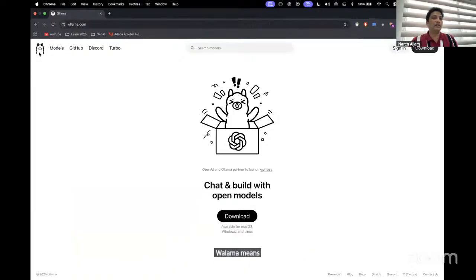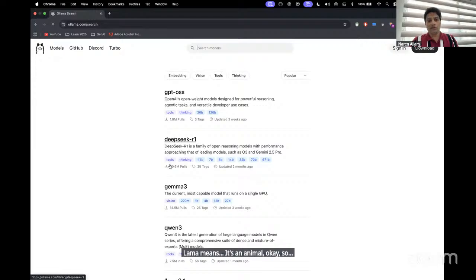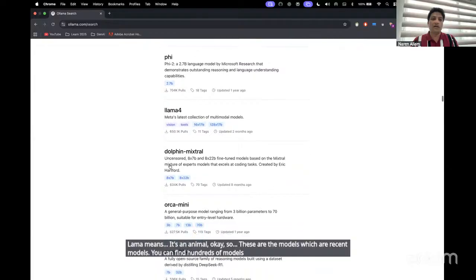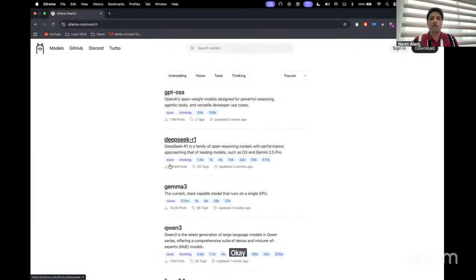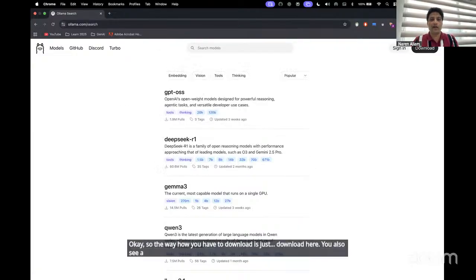Llama means it's an animal. These are the recent models. You can find hundreds of models here. The way to download is just download here. You also see a GUI like this.